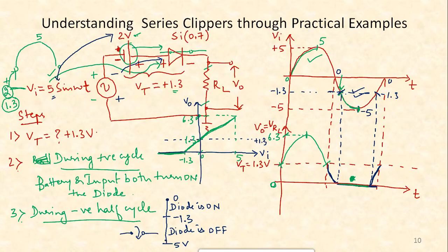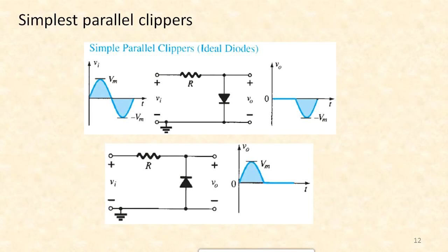Okay, so to start with the parallel clippers, the slide shows you the simplest possible parallel clipper. Here the diode is in parallel with respect to the input signal. In the previous case, in the case of series clippers, the diode used to be in series with respect to the input signal. However, here it is in parallel. So these are two possible parallel clipper circuits.